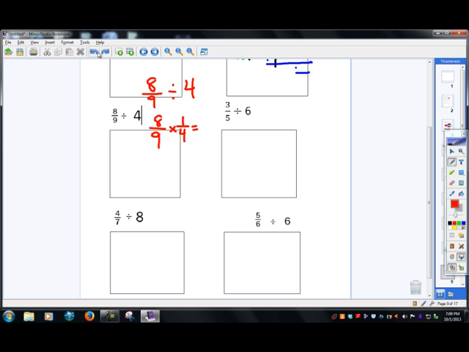Now let me show you another little way. You can do something called cross-simplifying. Okay, when you have numbers across from each other, if there is a factor that they share, you can divide out that factor. So I know that 4 and 8 have a factor of 4, so does 4. So if I divide 4 out, that becomes 1. If I do 8 divided by 4, that becomes 2. Now I don't have to simplify. 2 times 1 is 2, 9 times 1 is 9. Okay? Just a little trick you can do.